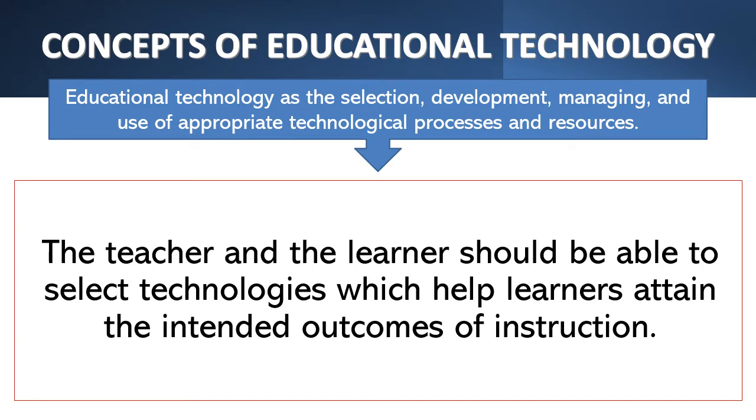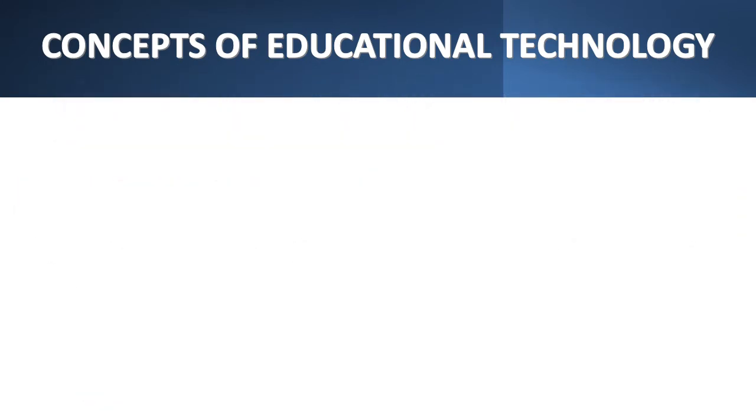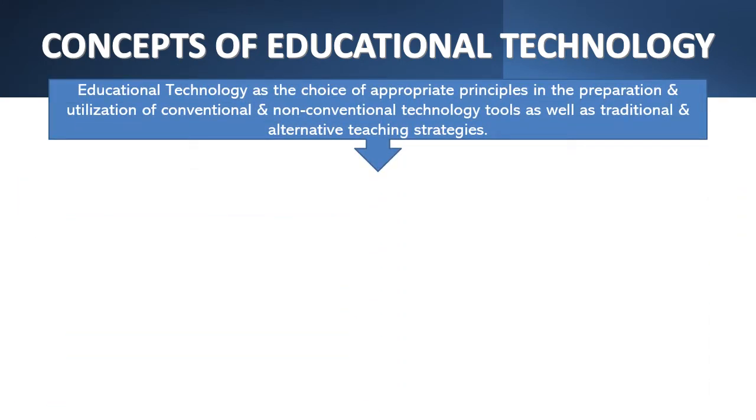Now, the process of performing the experiment is a technology. Okay? So that's actually the role that we don't see. But then again, doing the experiment, the whole process of it, is actually part of what we call technology. The other concept of educational technology we have is educational technology as the choice of appropriate principles in the preparation and utilization of conventional and non-conventional technology tools as well as traditional and alternative teaching strategies.